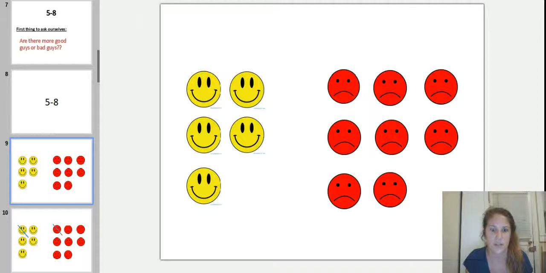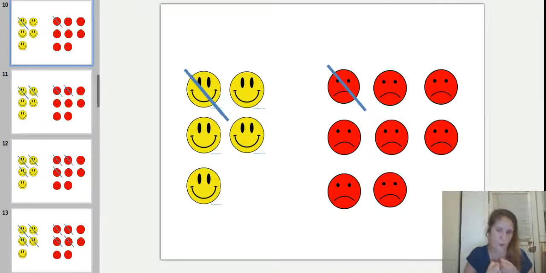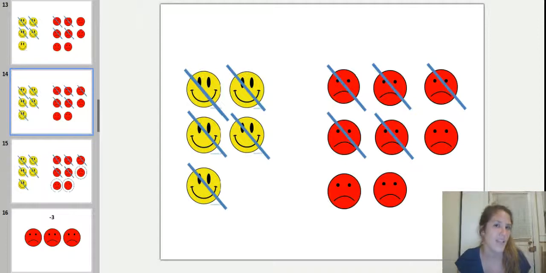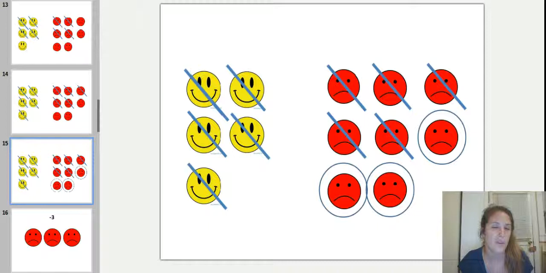Now these guys are going to fight. Let's see what happens. The first guys fight each other. They both die. Next fight, same thing happens. This is going to continue until we run out of good guys. Now what we're trying to find this whole time is how many more bad guys there were than good guys. Well, I'm left with 3 more bad guys than good guys.